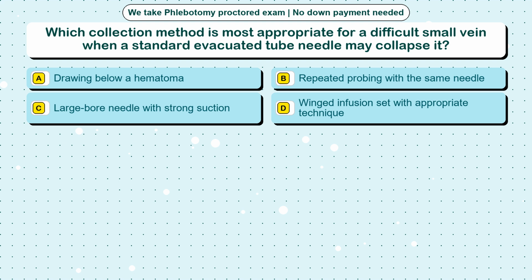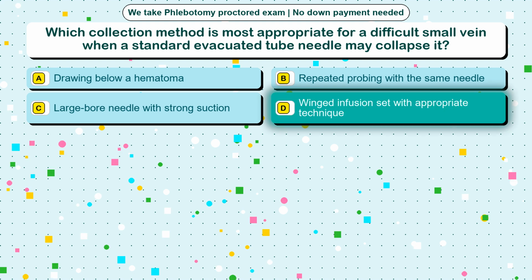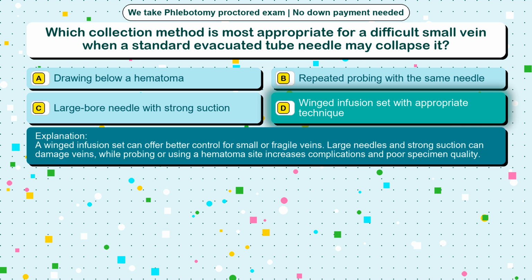Option B, repeated probing with the same needle. Option C, large bore needle with strong suction. Option D, winged infusion set with appropriate technique. The correct answer is option D, winged infusion set with appropriate technique. A winged infusion set can offer better control for small or fragile veins.